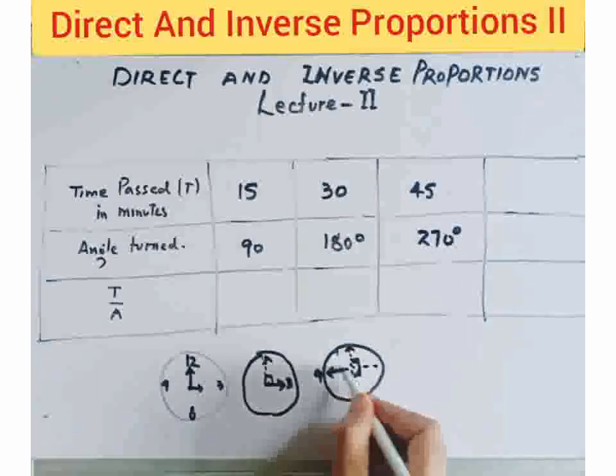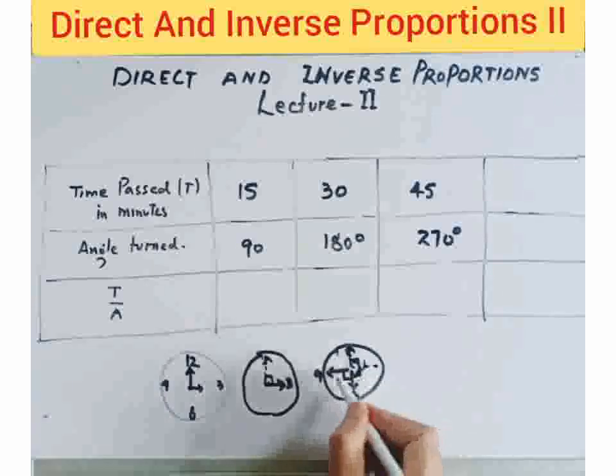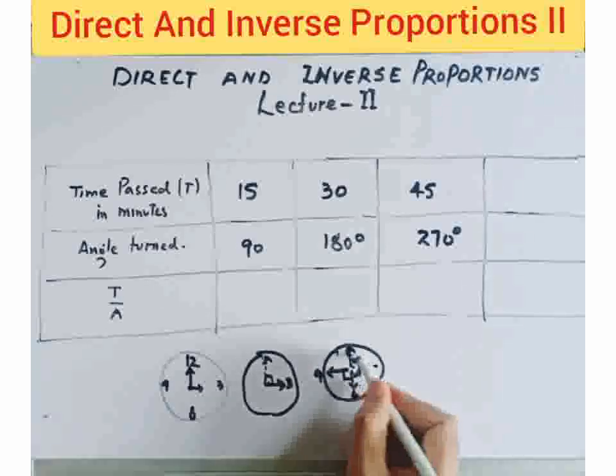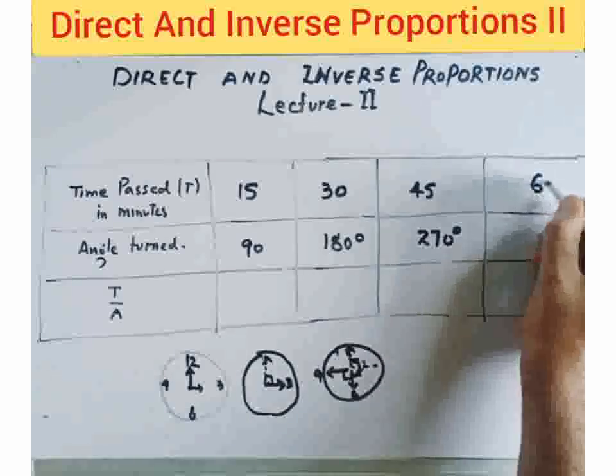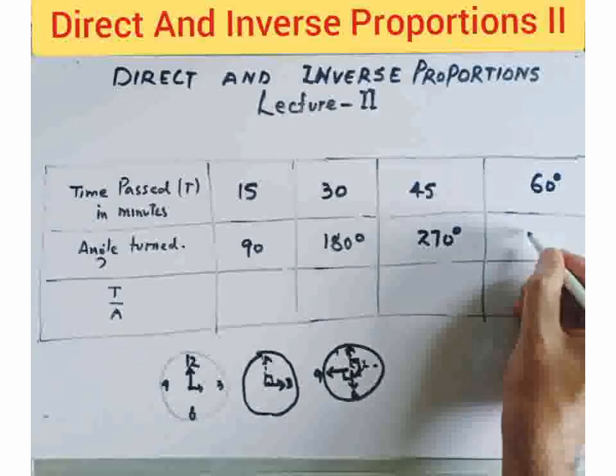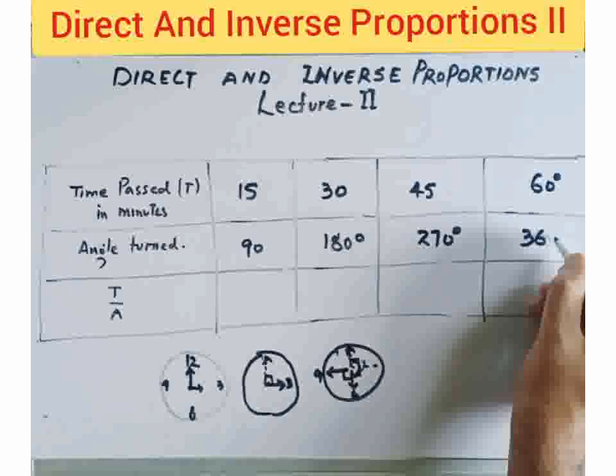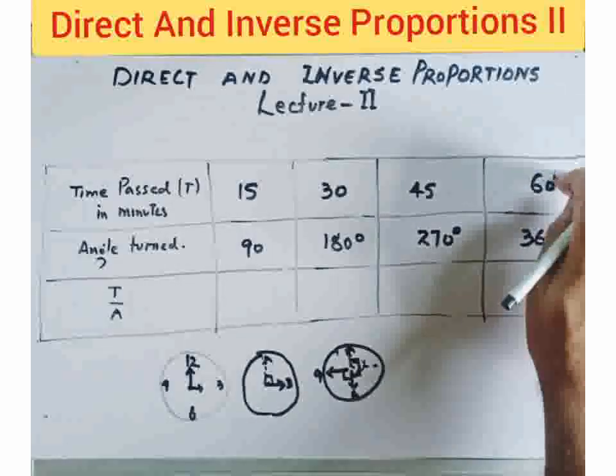And finally it will reach its original position. So it will rotate by a circular angle. At 60 minutes it will rotate by a circular angle, that means 360 degrees. These are 60 minutes.